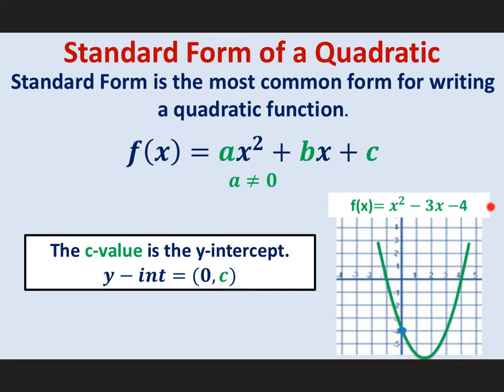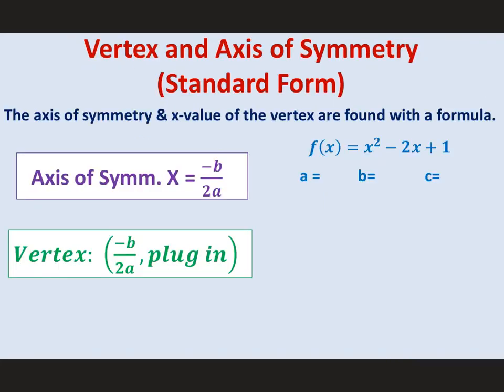So you can see in this graph, this example right here, f of x equals x squared minus 3x minus 4. The y-intercept is going to be 0, negative 4.